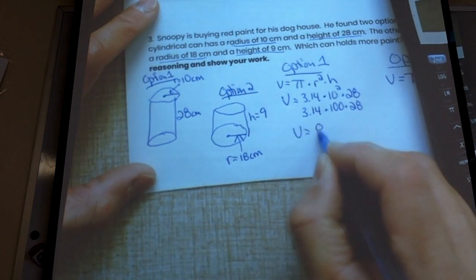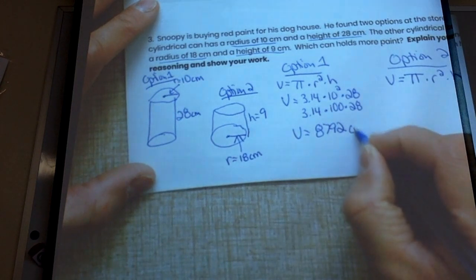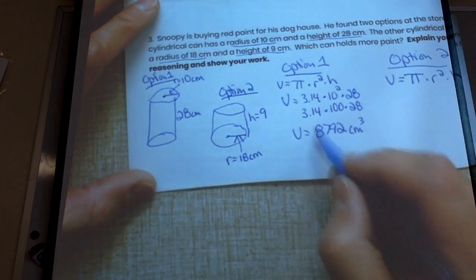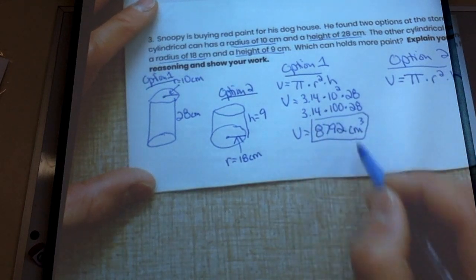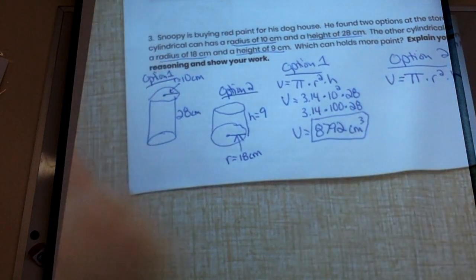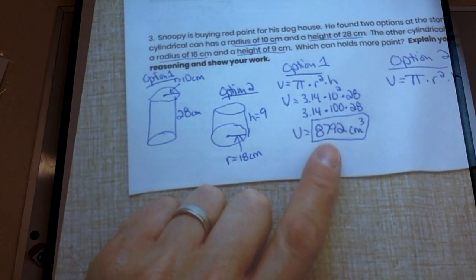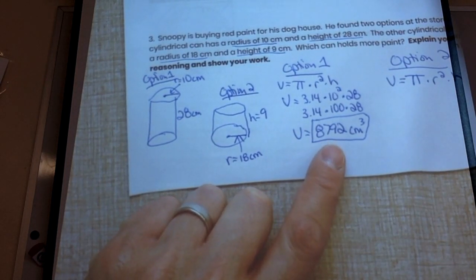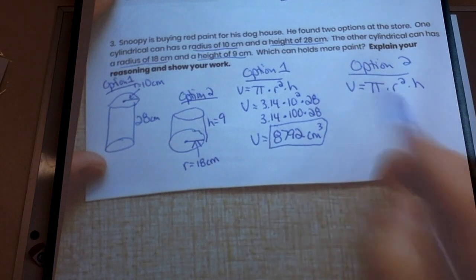Volume equals 8,792 centimeters cubed. So it worked out perfect, meaning that there's no decimal if we use 3.14. If you use the pi button, your answer will be close, but maybe you're going to get a decimal with it. Okay, moving on to our second option, same formula.